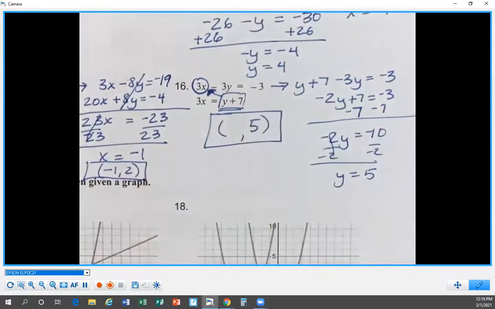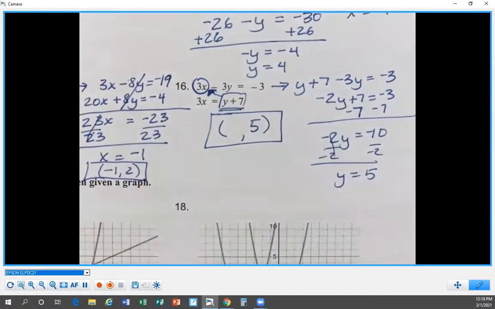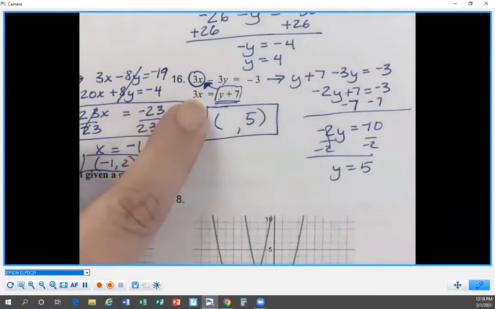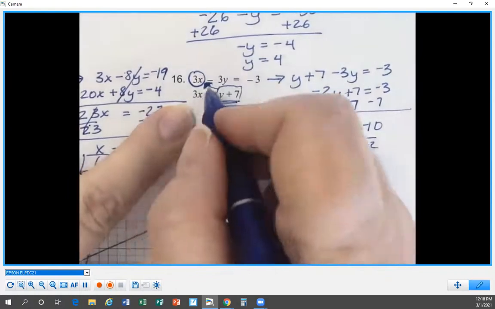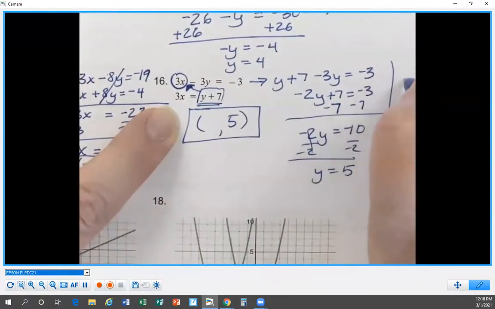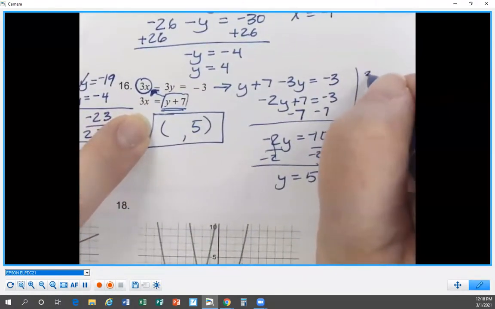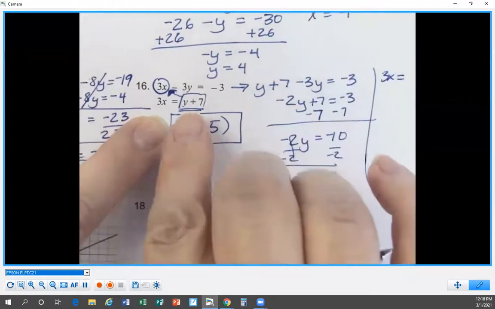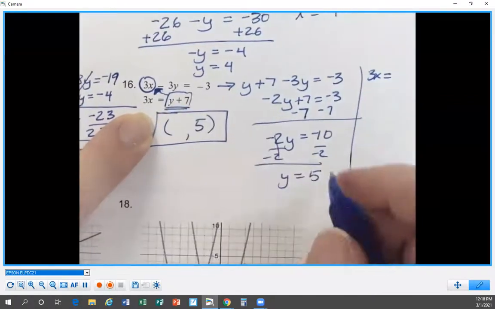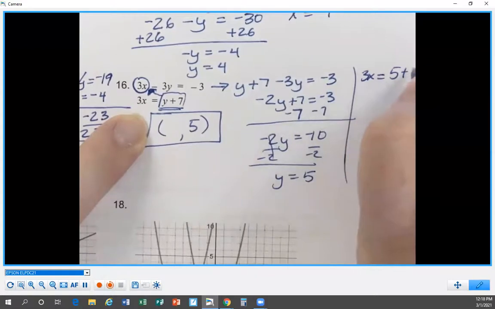Okay, so we know the y value is 5. I can substitute that into either one of the original equations and solve for x. I'll use the bottom equation. So here's the bottom equation. 3x equals, instead of y plus 7, I'm writing 5 plus 7.